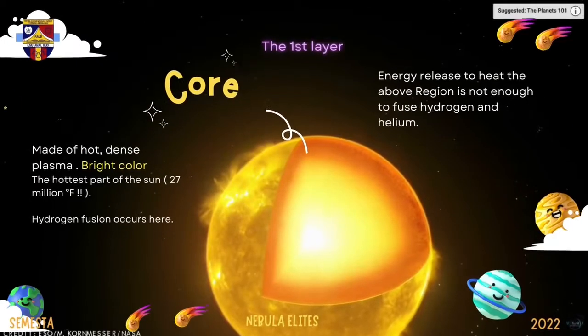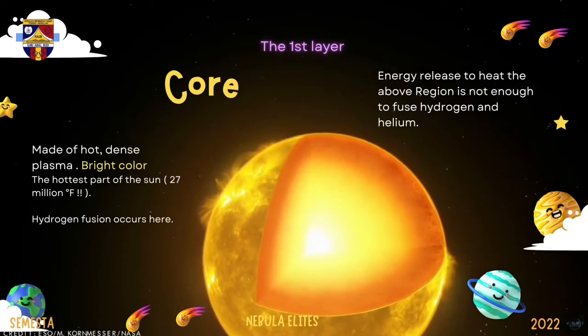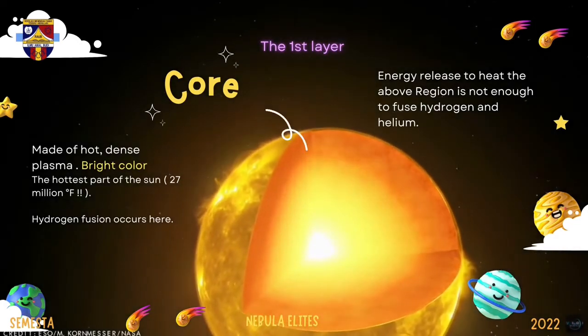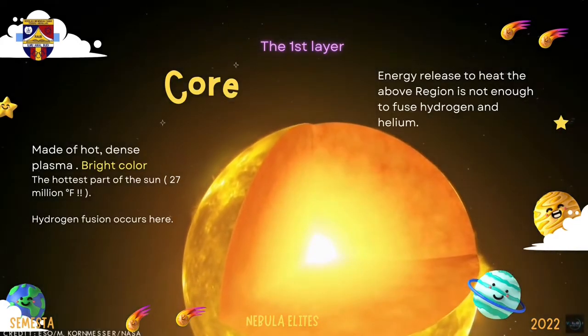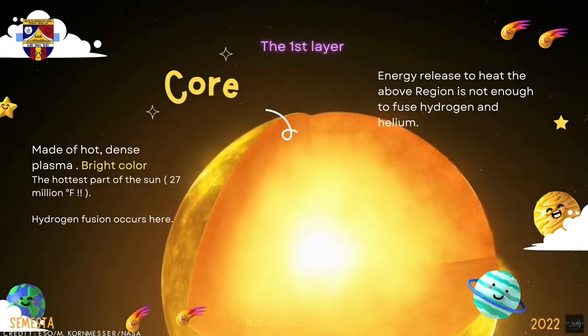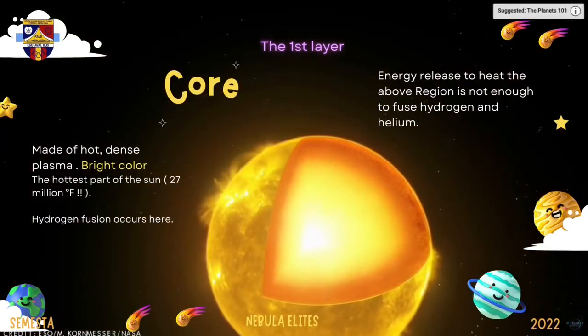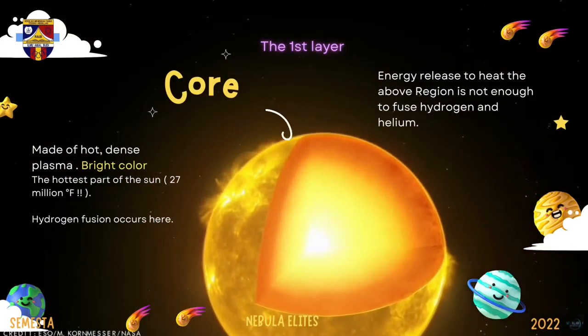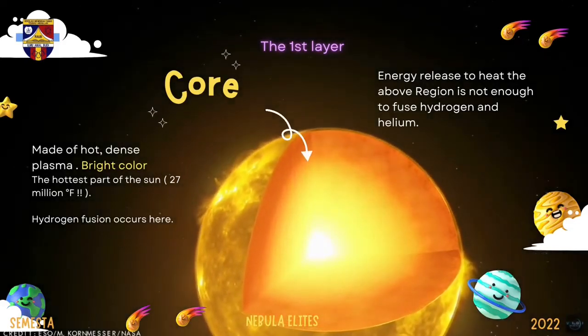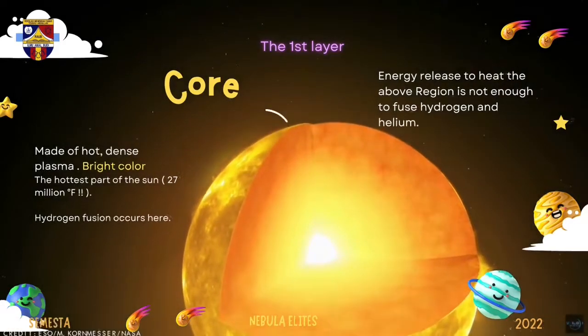The first region is the core. It is made of hot dense plasma and is also the hottest part of the sun, reaching 27 million Fahrenheit. A process known as hydrogen fusion occurs here. The energy released to heat the above region is not enough to fuse hydrogen with helium.